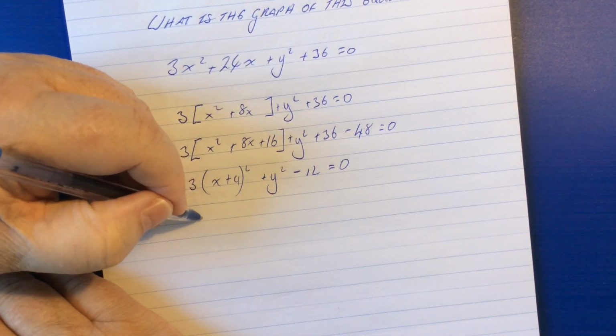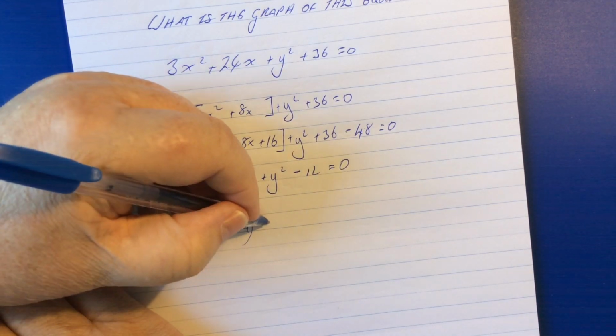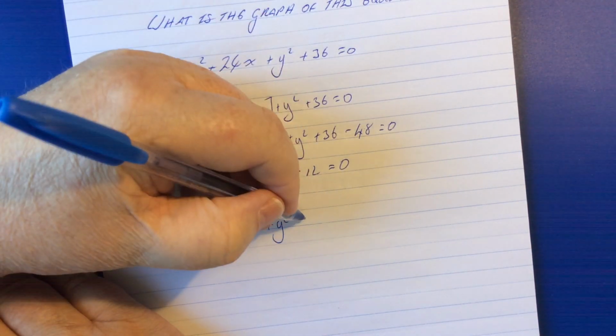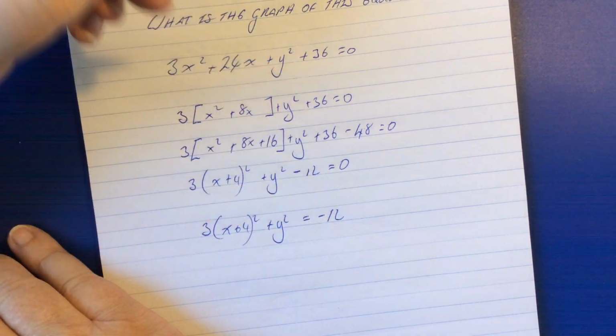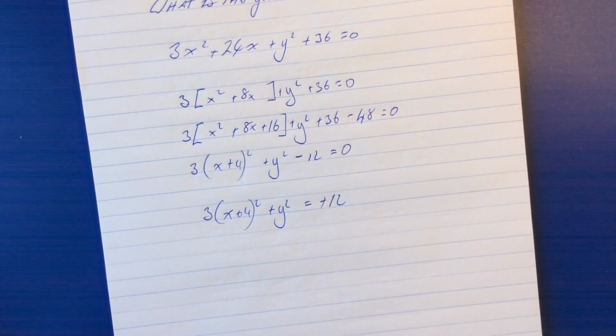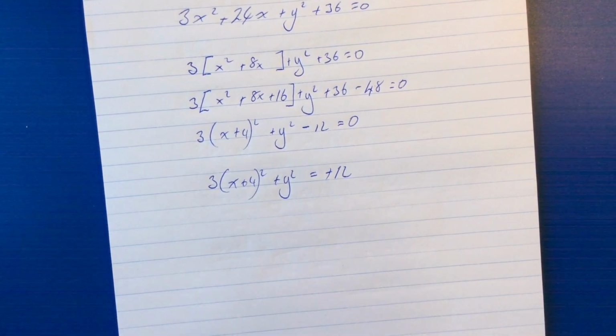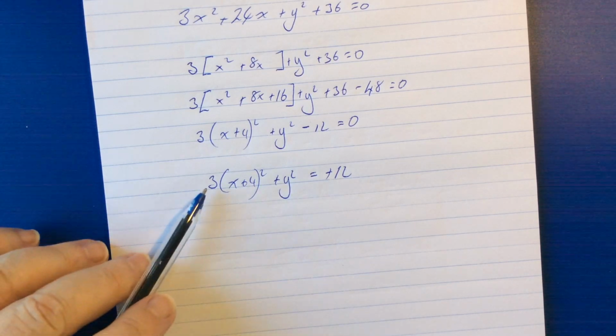And I can tidy this a little bit further. 3 into x plus 4 all squared plus y squared equals negative 12. Positive 12. What am I saying? It is positive 12. Now, I still have a problem, which is this thing.